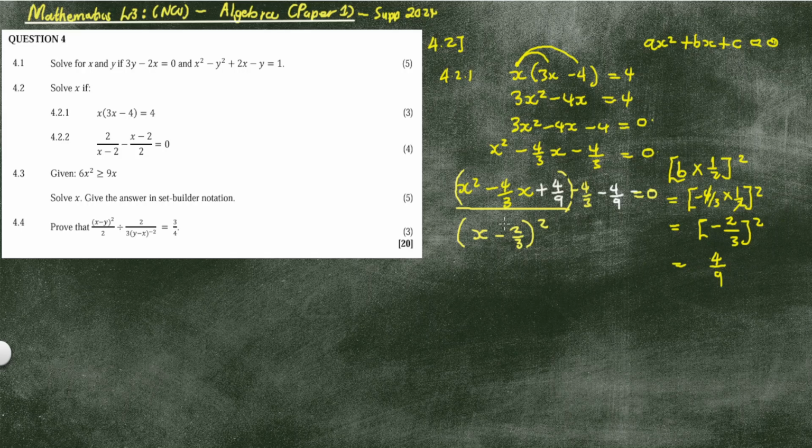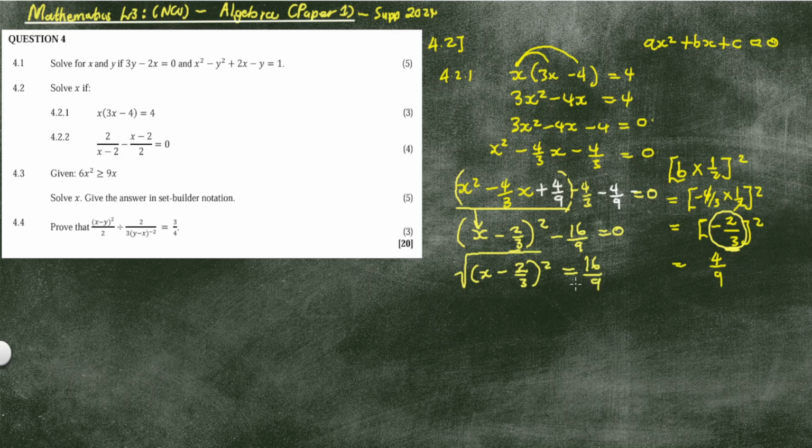Factorizing this is just taking x and placing it as the first term in the bracket, and then the value just before squaring, you place it here, then say square, and you square the whole thing. Then we have −4/3 minus 4/9, that's −16/9, equal to 0. So we have (x − 2/3)² = 16/9.